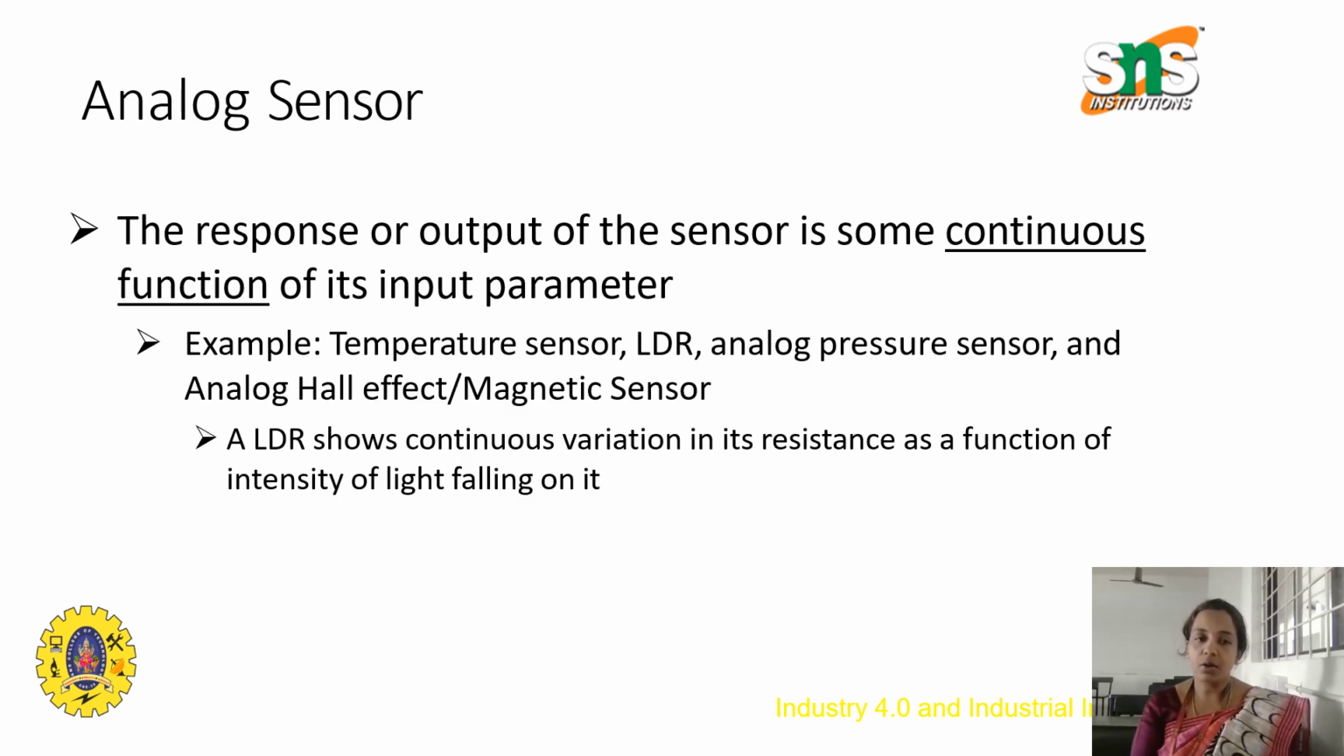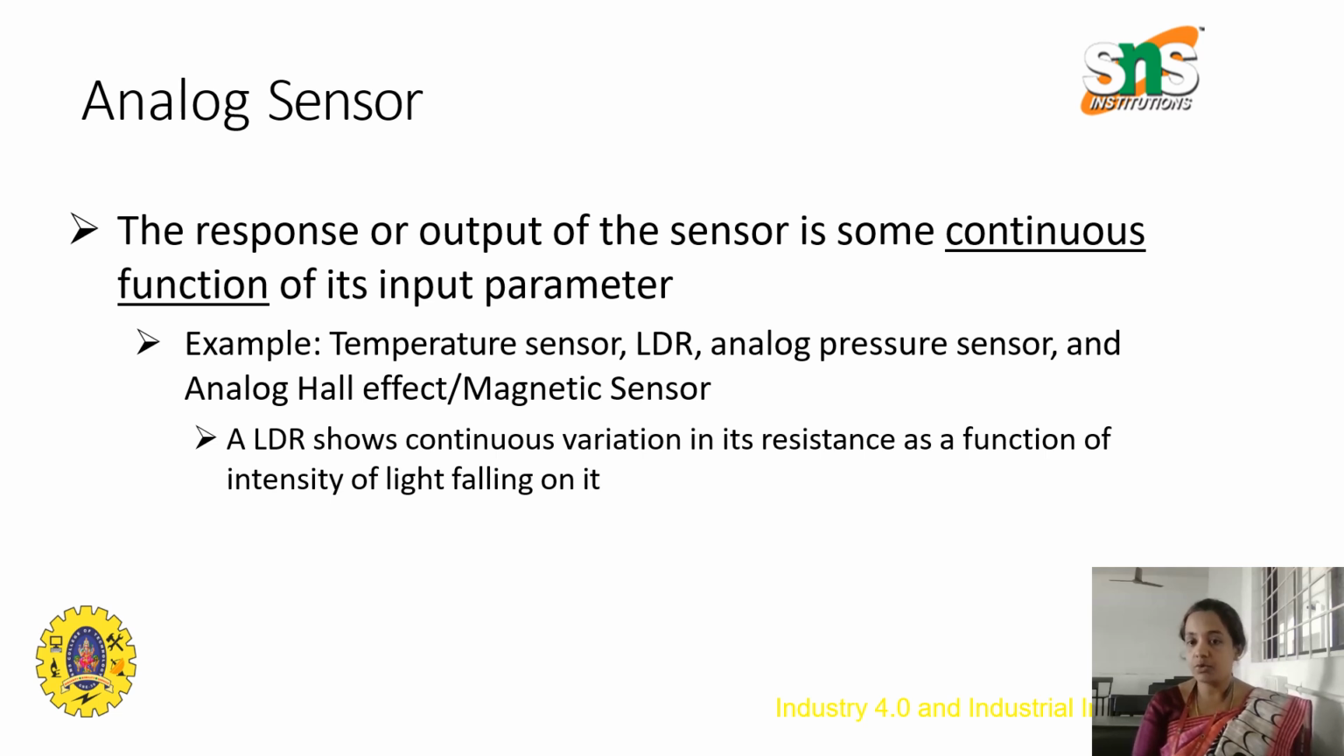Next one is an analog sensor. The response or output of the sensor is some continuous function of its input parameter. Say for example, the temperature sensor, LDR, light detecting radiation, analog pressure sensor, analog Hall effect sensor, and magnetic sensor. Magnetic sensors are used to determine the magnetic signals.